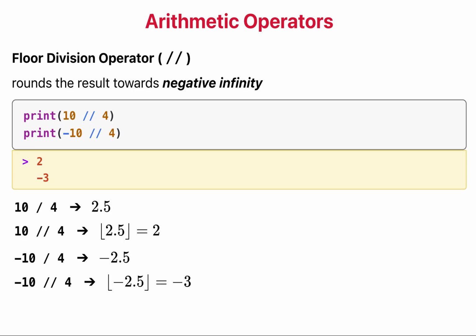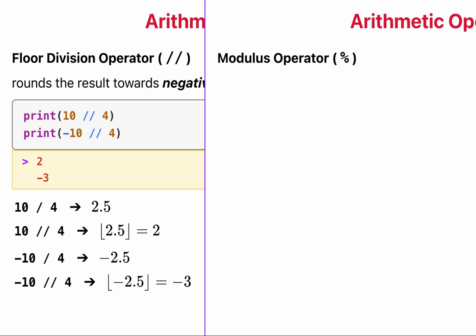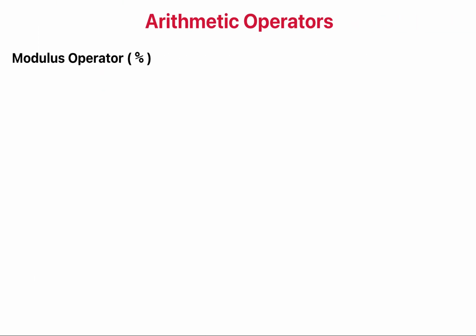As a side note, in some programming languages, the double forward slash is used for single-line comment. However, in Python, the double forward slash is used for floor division operation, and therefore, we use the hash symbol for single-line comment. Next, we are going to learn about the modulus operator in Python.